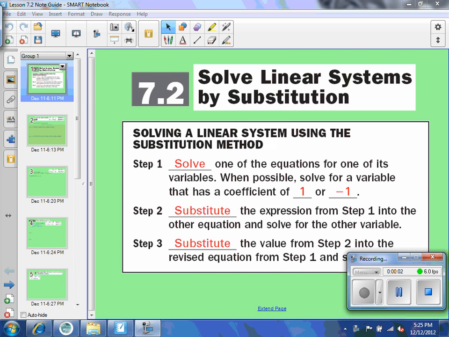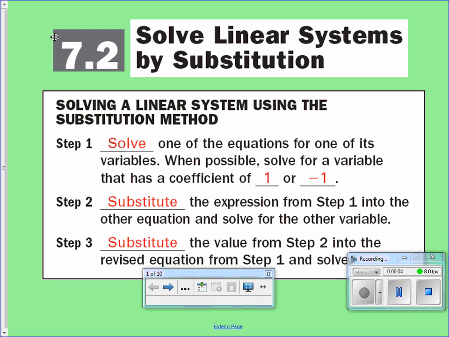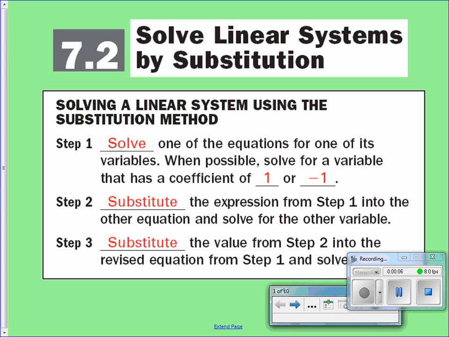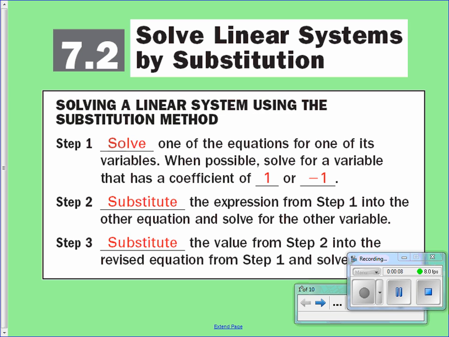This is 7.2, Solving Linear Systems by Substitution. This whole chapter pretty much is about systems, so it's nice to remember what a system is. Linear systems are two or more equations with two variables. So you're going to be looking at x and y equations like that. This is just another method to solve them.